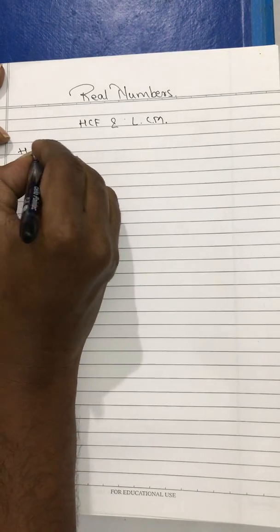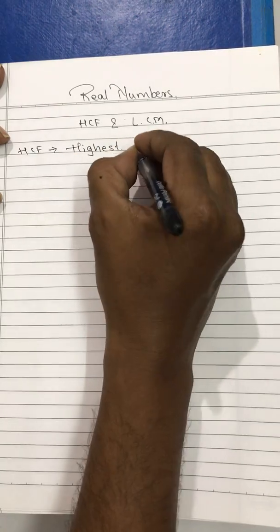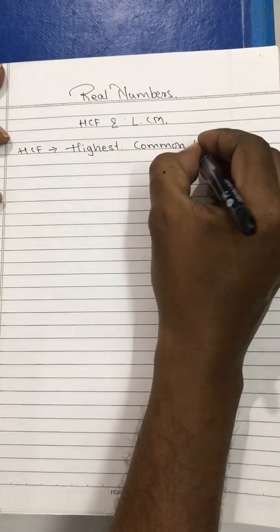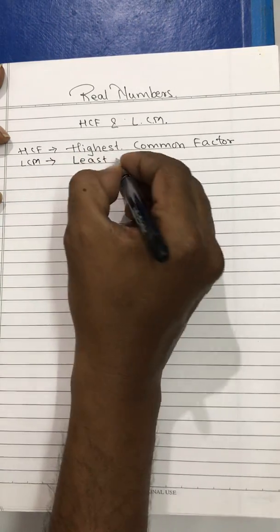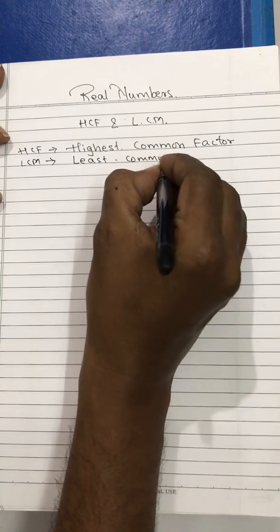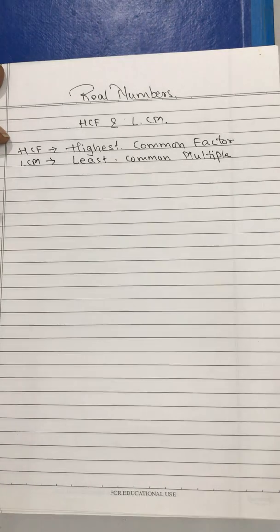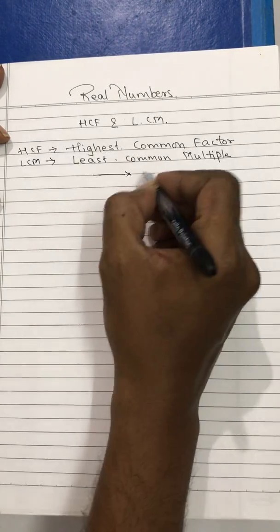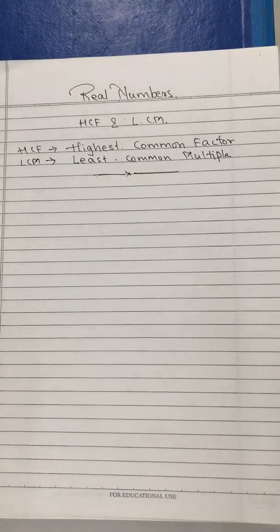HCF stands for highest common factor, whereas LCM stands for least common multiple. I'll come back to the basics of these names afterwards, because there is some confusion some students have regarding the names highest common factor and least common multiple. I'll come back to that afterwards.